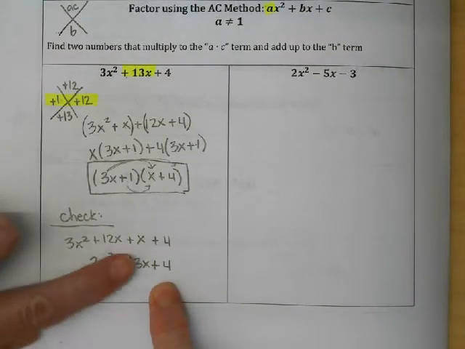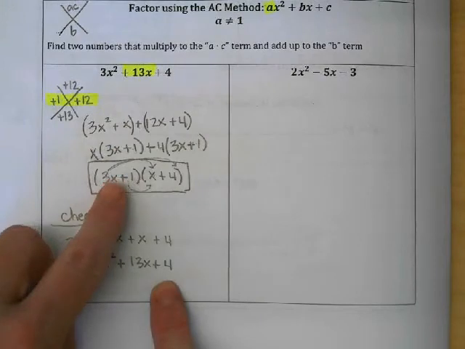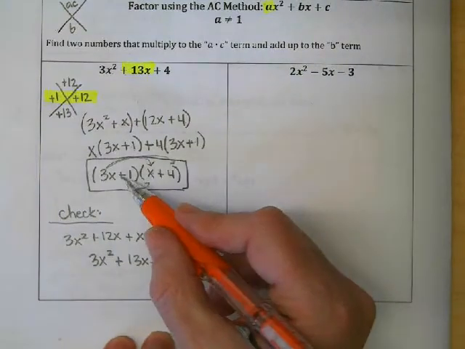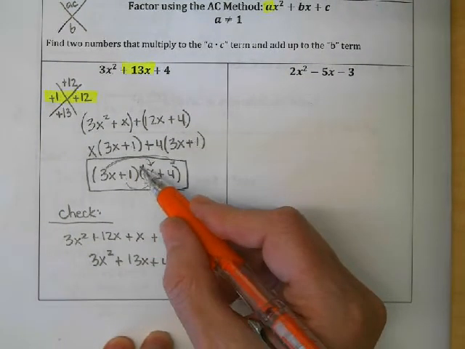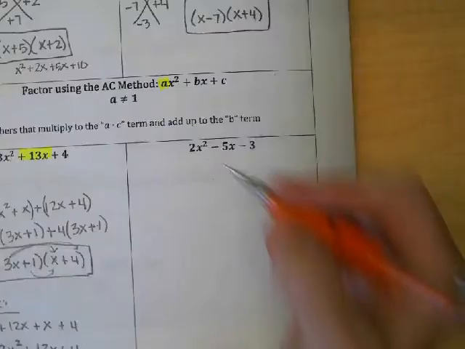So my check isn't my answer. This is my answer. So this has now been factored into 3x plus 1 times x plus 4. Okay? And you're showing that these are multiplied together, so there shouldn't be a big gap in here. The parentheses are right next to each other. Okay, let's look over here.